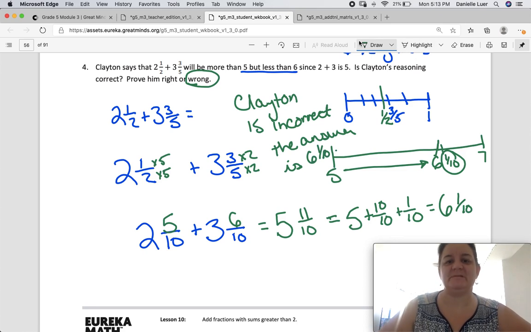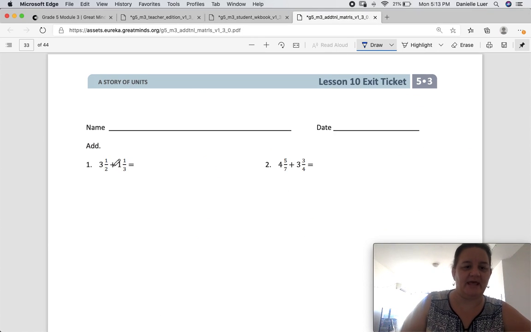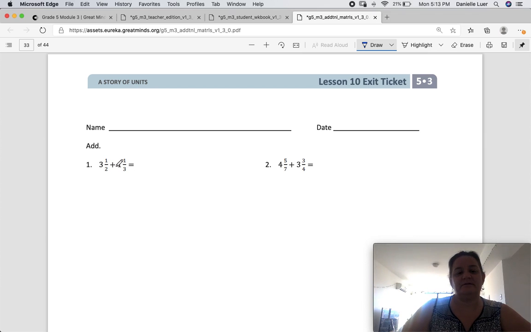Okay, great. Your exit ticket. Okay, 3 and 1/2 plus 1 and 1/3, and then you've got 4 and 5/7 plus 3 and 3/4. 7 and 4, find your common denominator. 2 and 3, find your common denominator. Hint, hint, I think multiplying is the best way to find those.